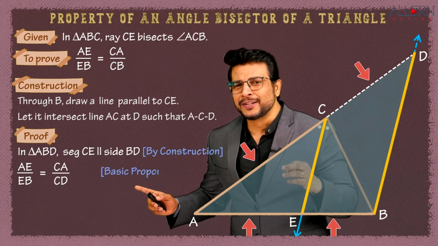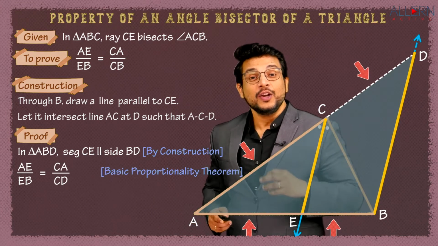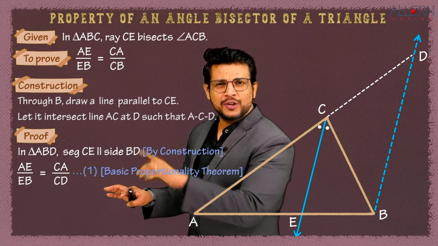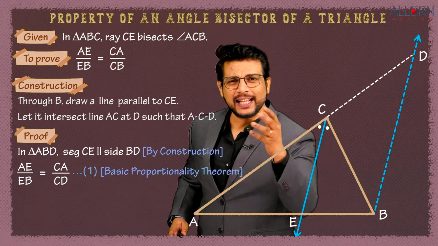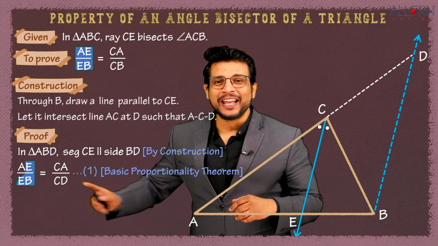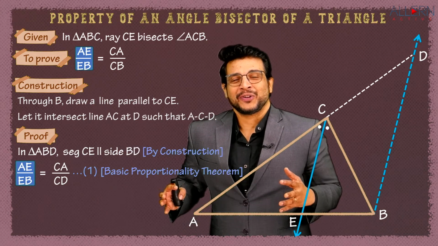Beautiful, isn't it? And what is the reason for that? Basic proportionality theorem. You'll say, wow, let's mark this as statement number 1. We got it. Wait, we wanted two ratios to be equal. Let's check this. Look at the left hand side, AE upon EB. We have got AE upon EB. Wow, beautiful. One ratio we already got.